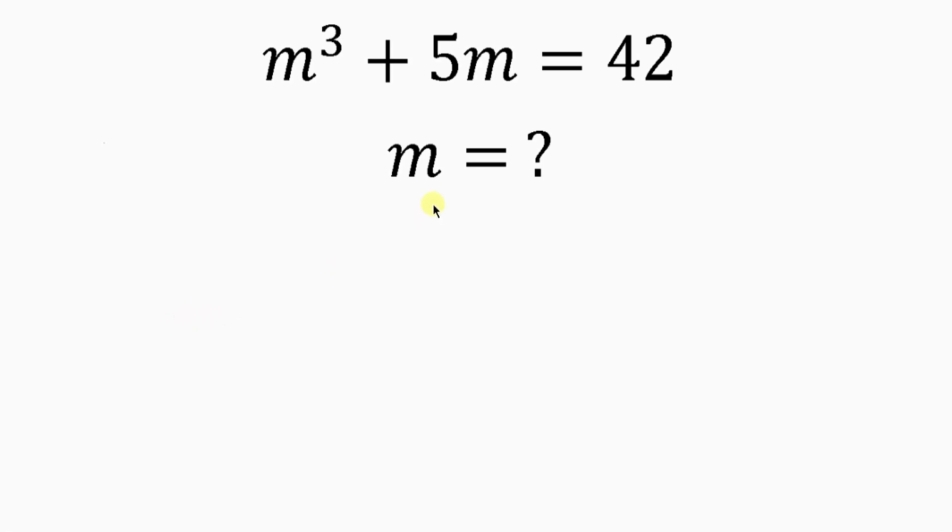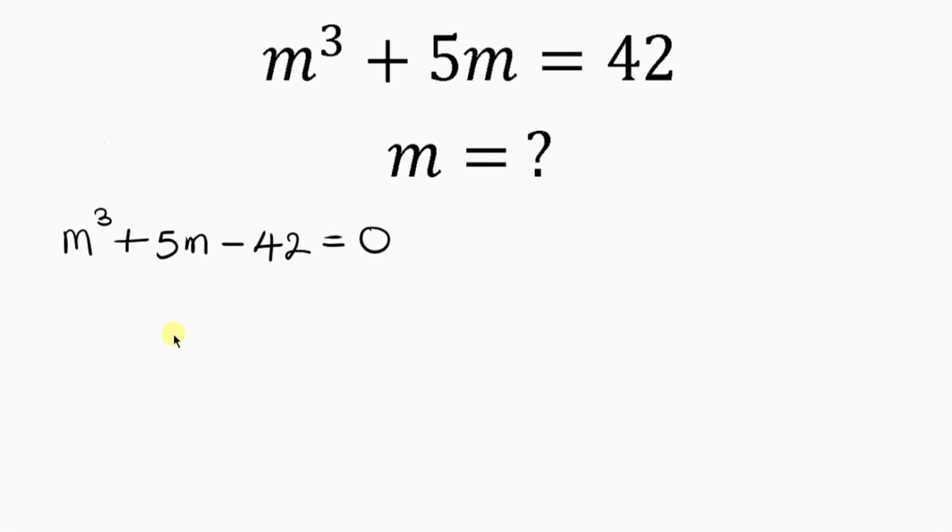Let's solve this math question that says find the values of m for which m cubed plus 5m is equal to 42. Well, our first step will be for us to move 42 to the left hand side. So this becomes m cubed plus 5m, and as 42 crosses to the left, it becomes minus 42. And this is equal to 0.